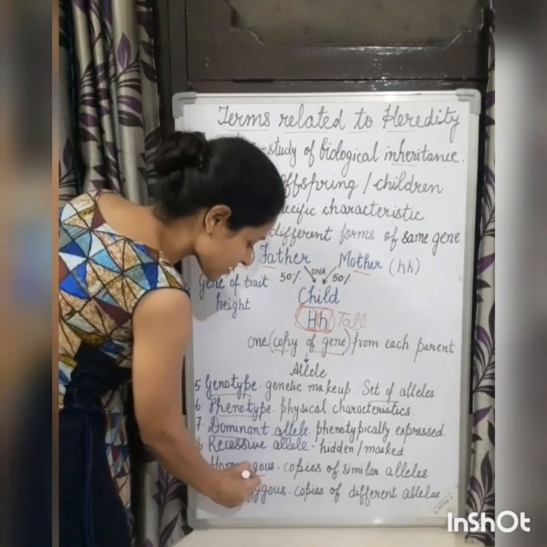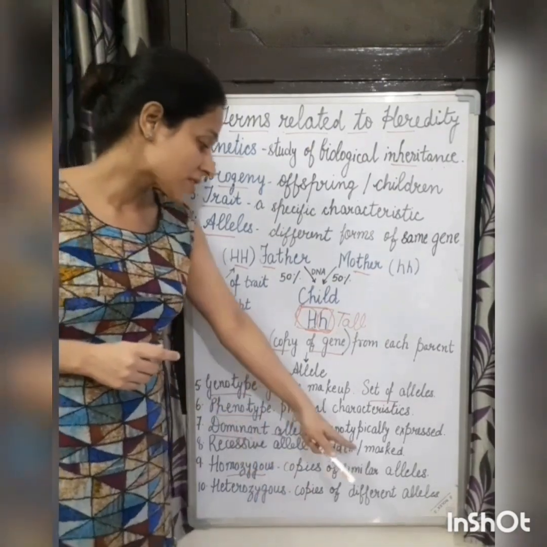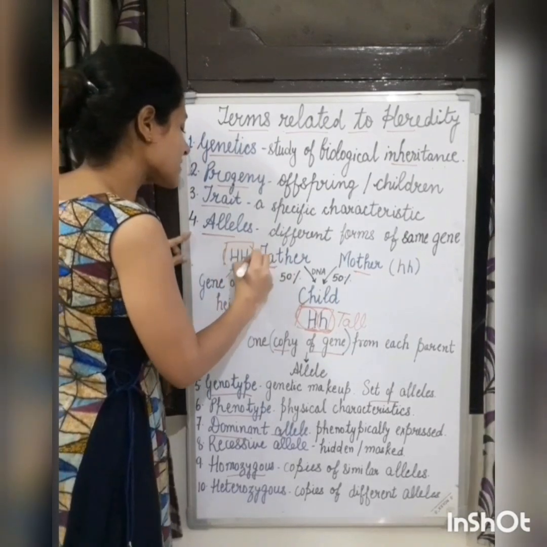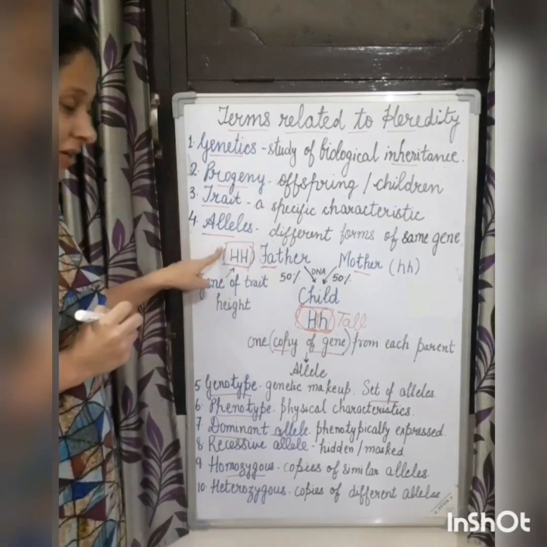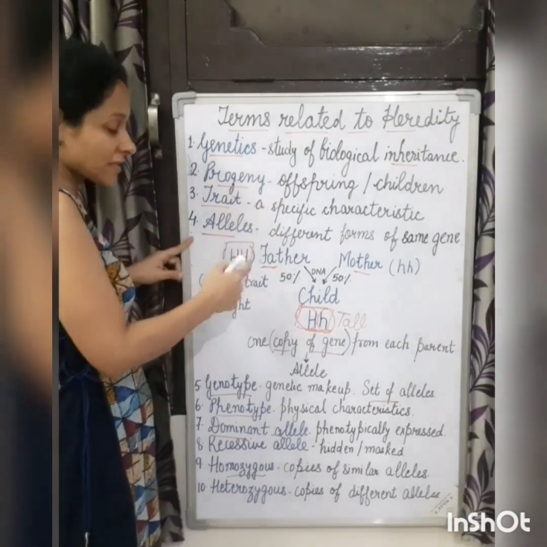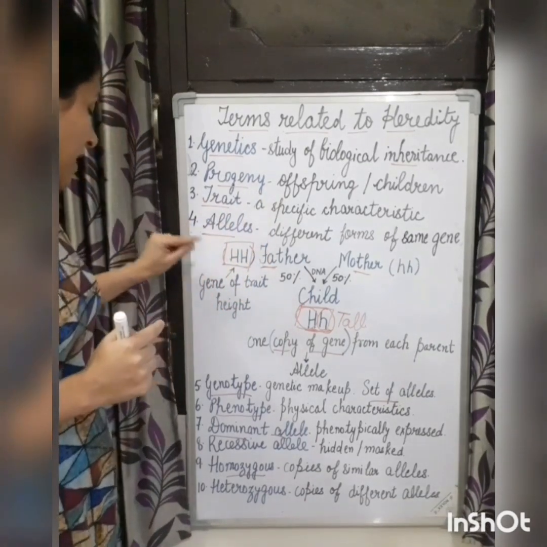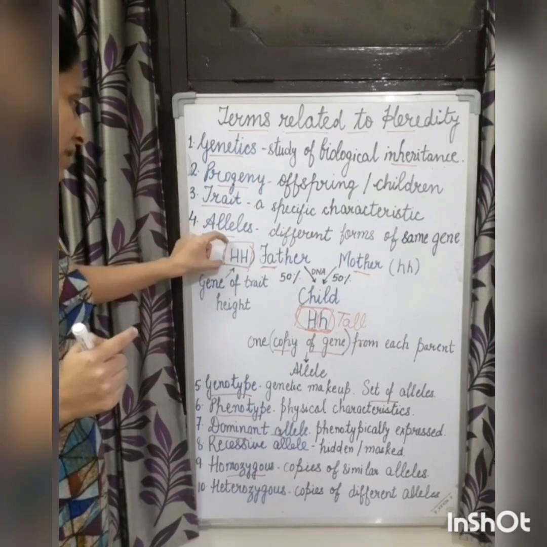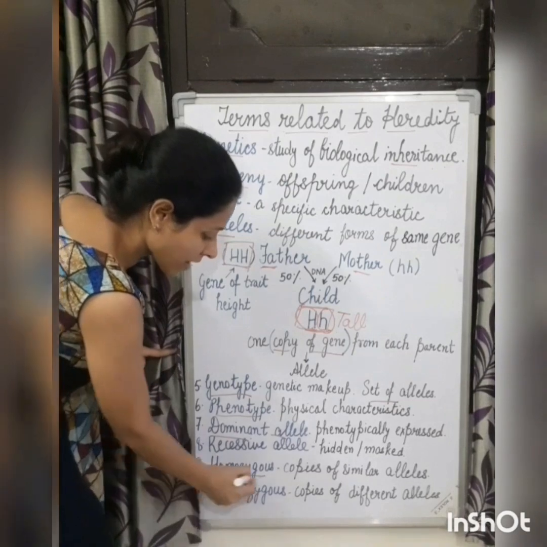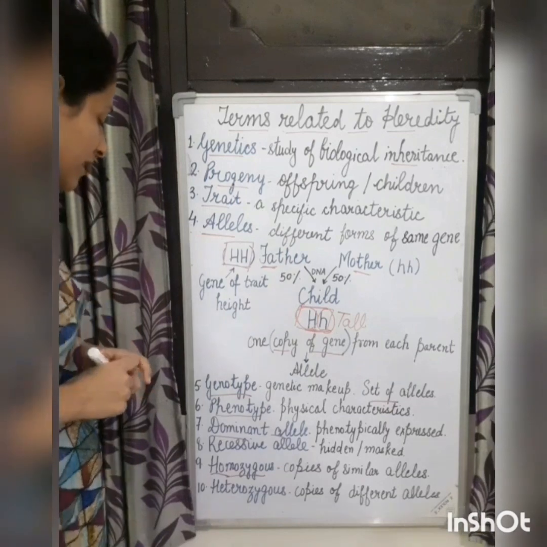Next is homozygous. An organism is called homozygous if it receives copies of similar alleles. That is, this father has similar alleles for the trait height, that is capital H. So he has received capital H and capital H from both the parents. Since these are similar alleles, it is homozygous. Homo means same and zygous means zygote. So copies of similar alleles are called homozygous.